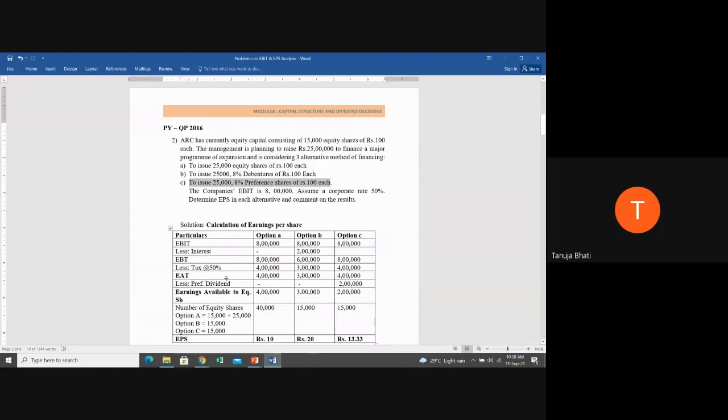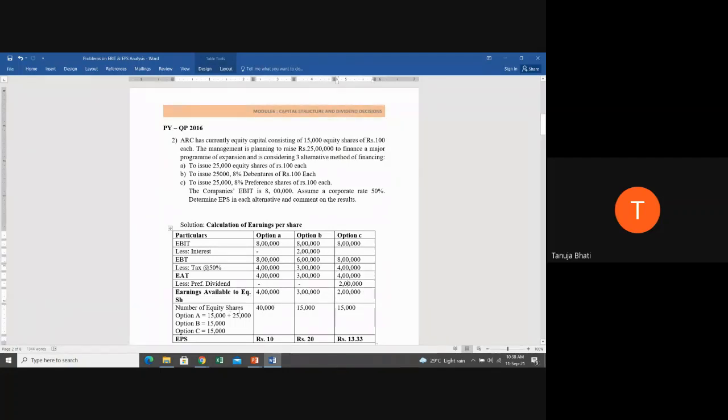Less preference dividend. Now, under option A, it is completely through equity, therefore, preference dividend will not come into picture. In option B, it is completely through debentures, therefore, preference dividend will not come into picture. Under option C, preference dividend will come into picture: 25,000 preference shares into 100, that is 25 lakhs, into 8%, you get the preference dividend as 2 lakh. Therefore, under option A and B, you have written it as nil, and under option C, you have written 2 lakh. So what is the earnings available to equity shareholders? It is 4 lakh, 3 lakh and 2 lakh.